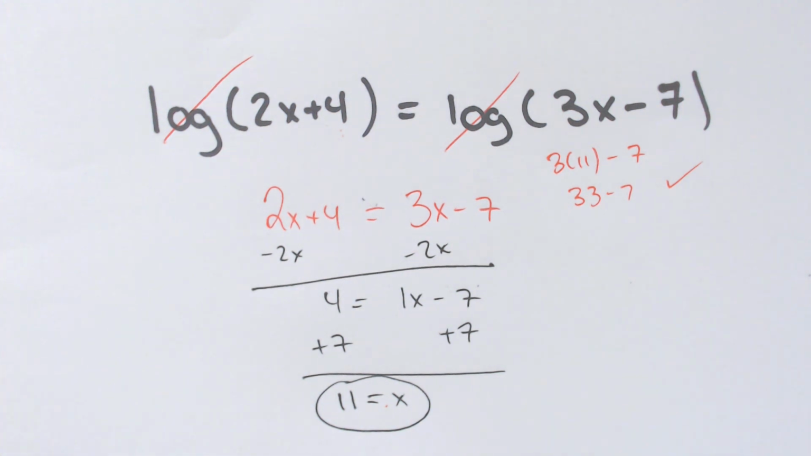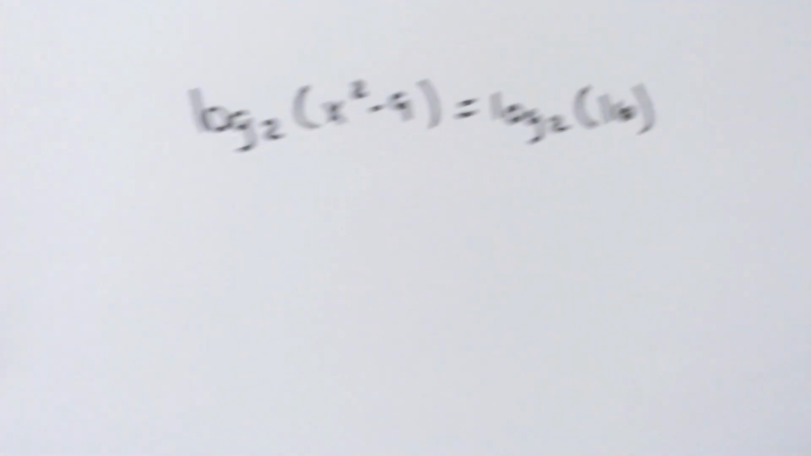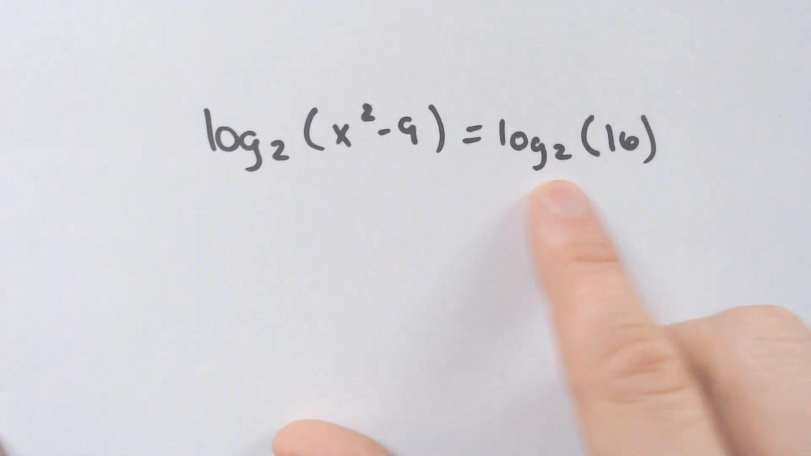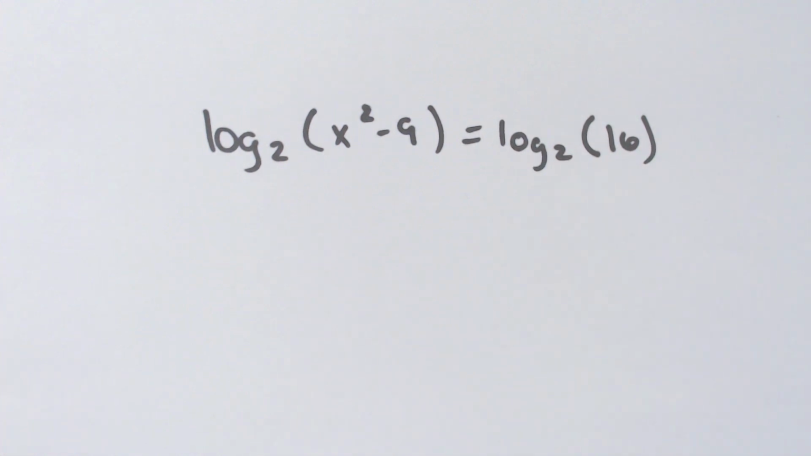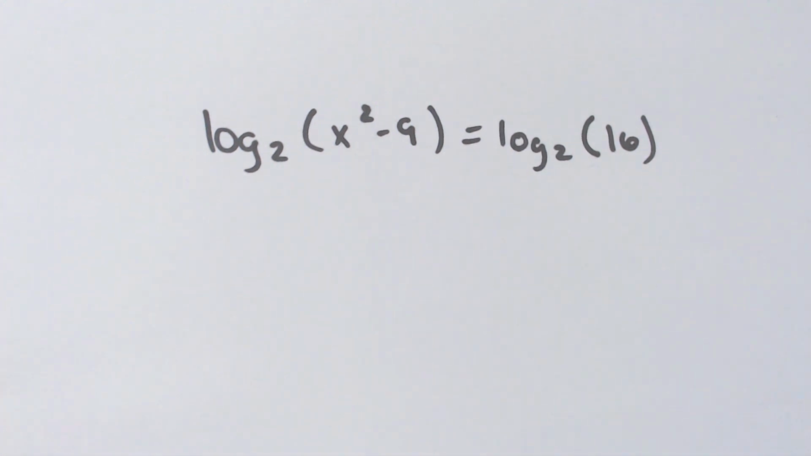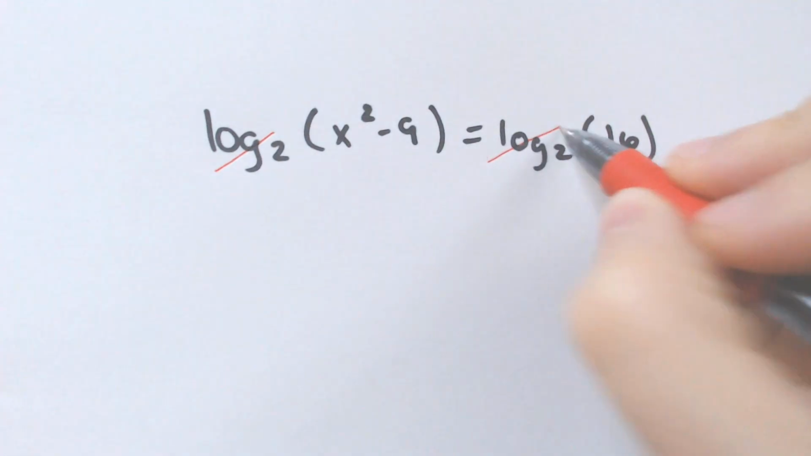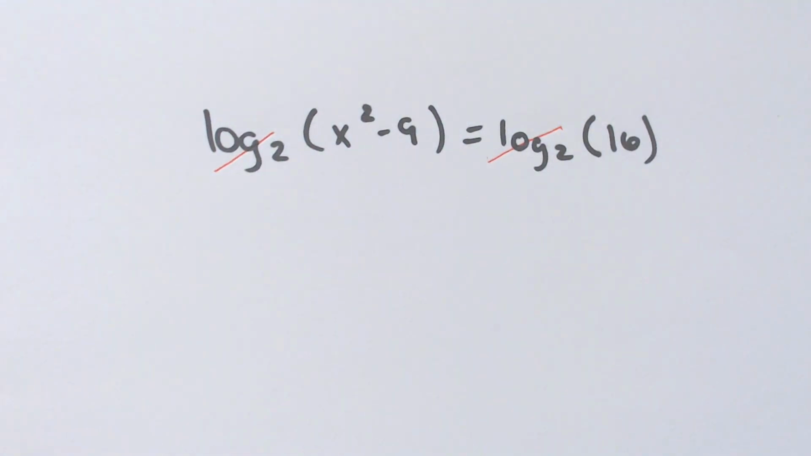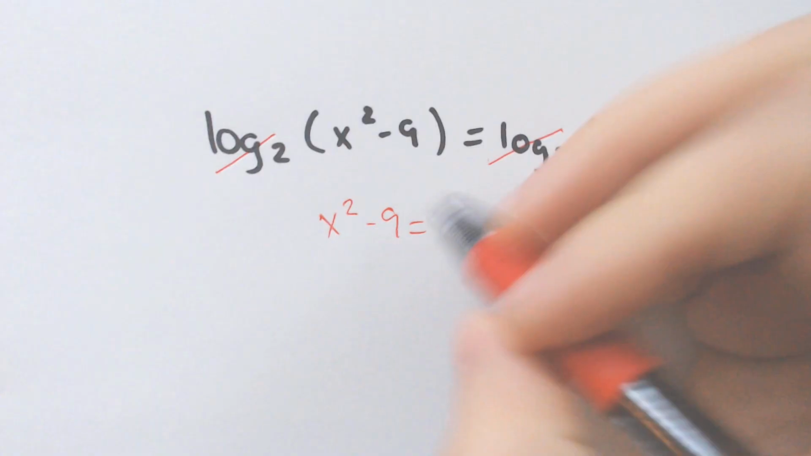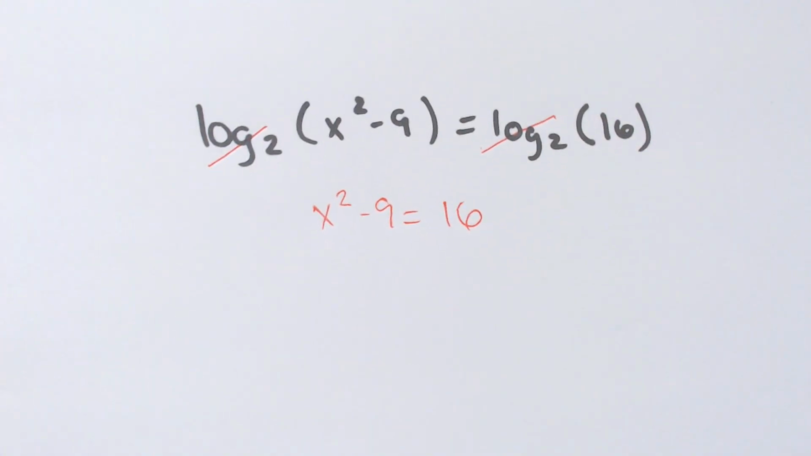The next one's a little bit harder, but not by much. So let's say we had log base 2 of x squared minus 9 equals log base 2 of 16. Now you are welcome, not required, but welcome to evaluate the log base 2 of 16. I think it makes the problem harder because it doesn't matter as long as they are both a log base 2, they cancel out, leaving us with x squared minus 9 is equal to 16.